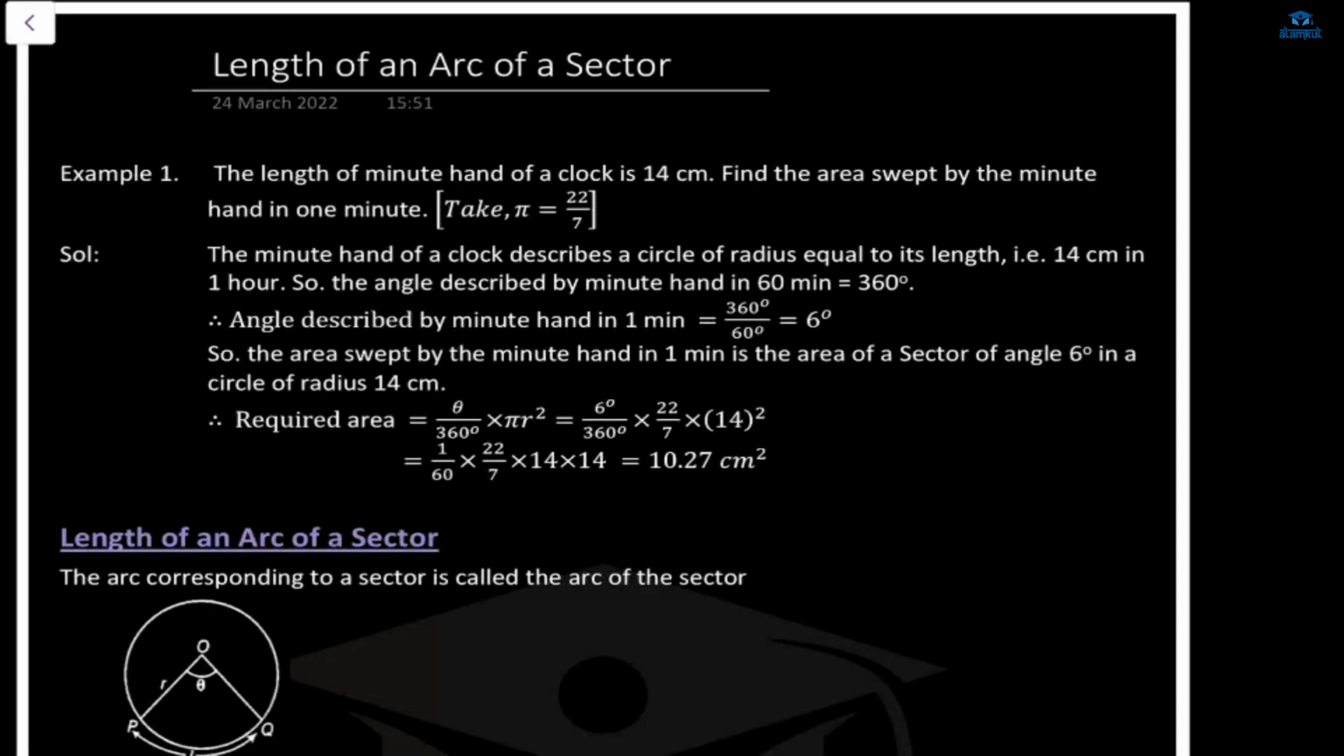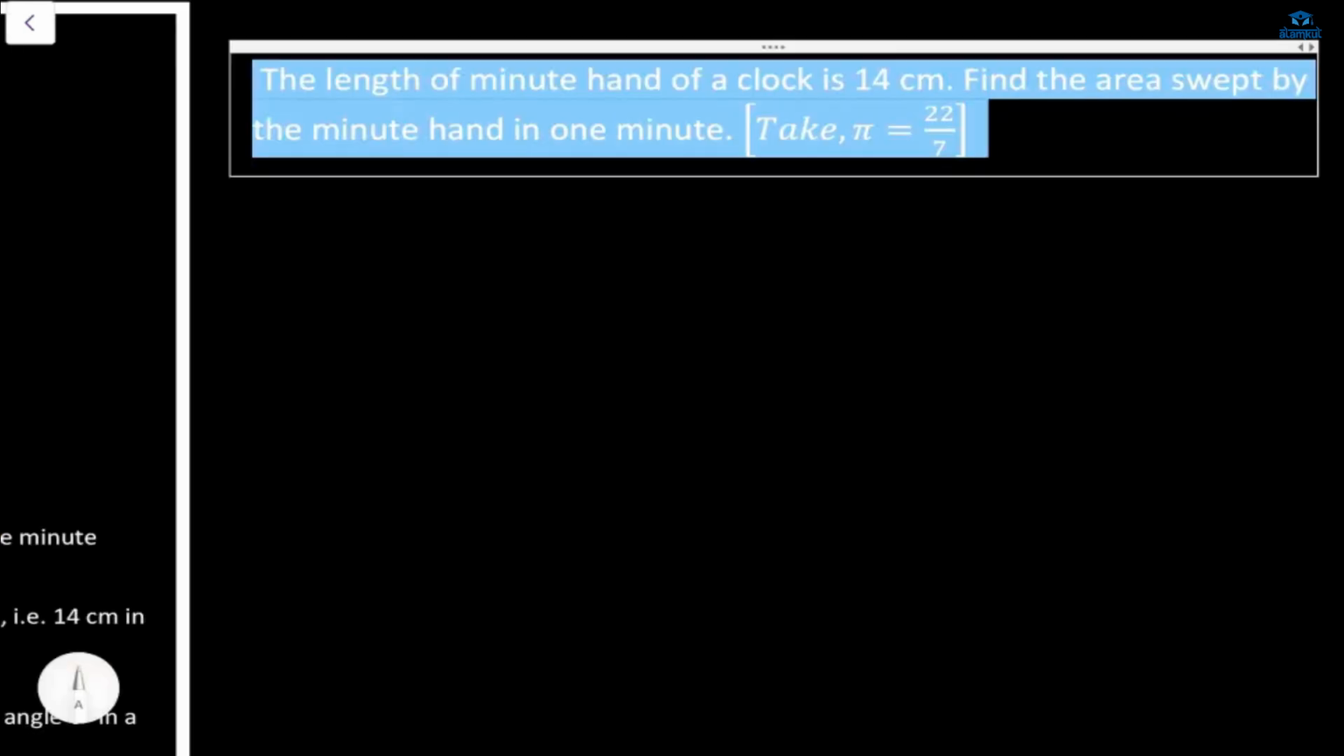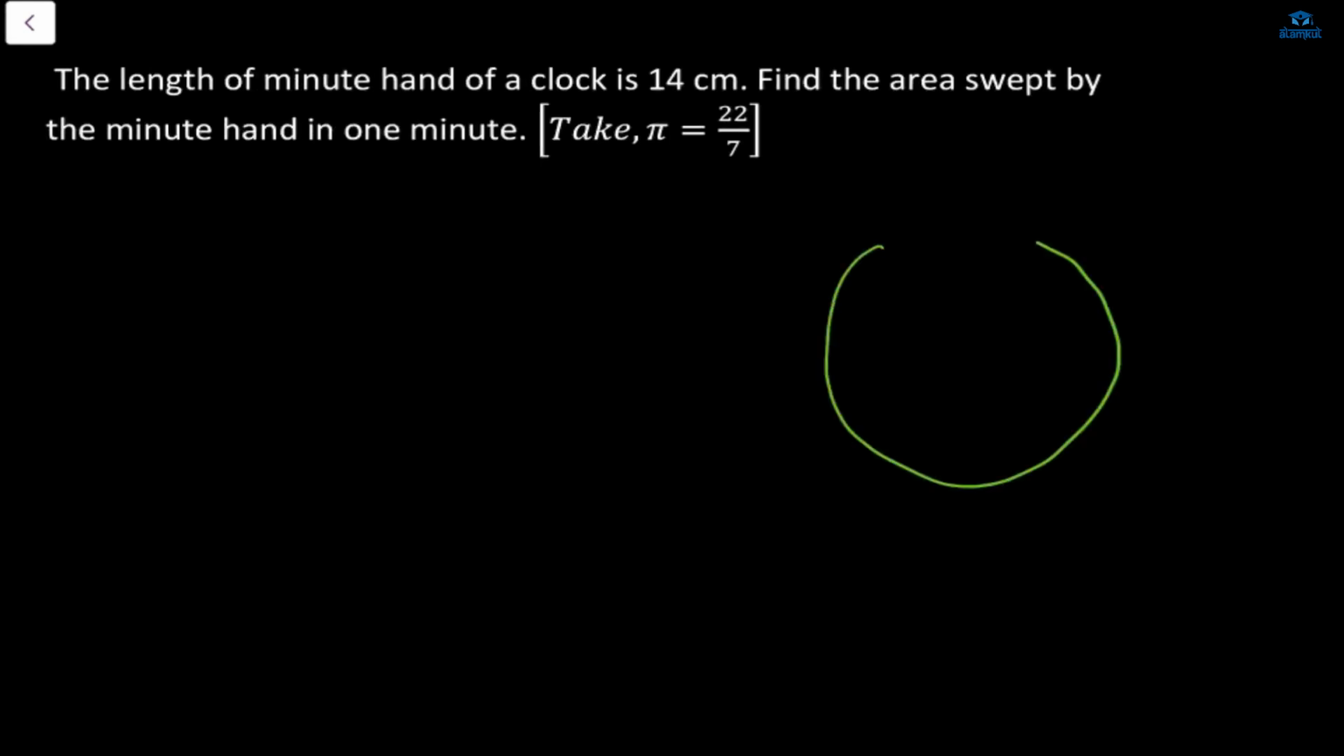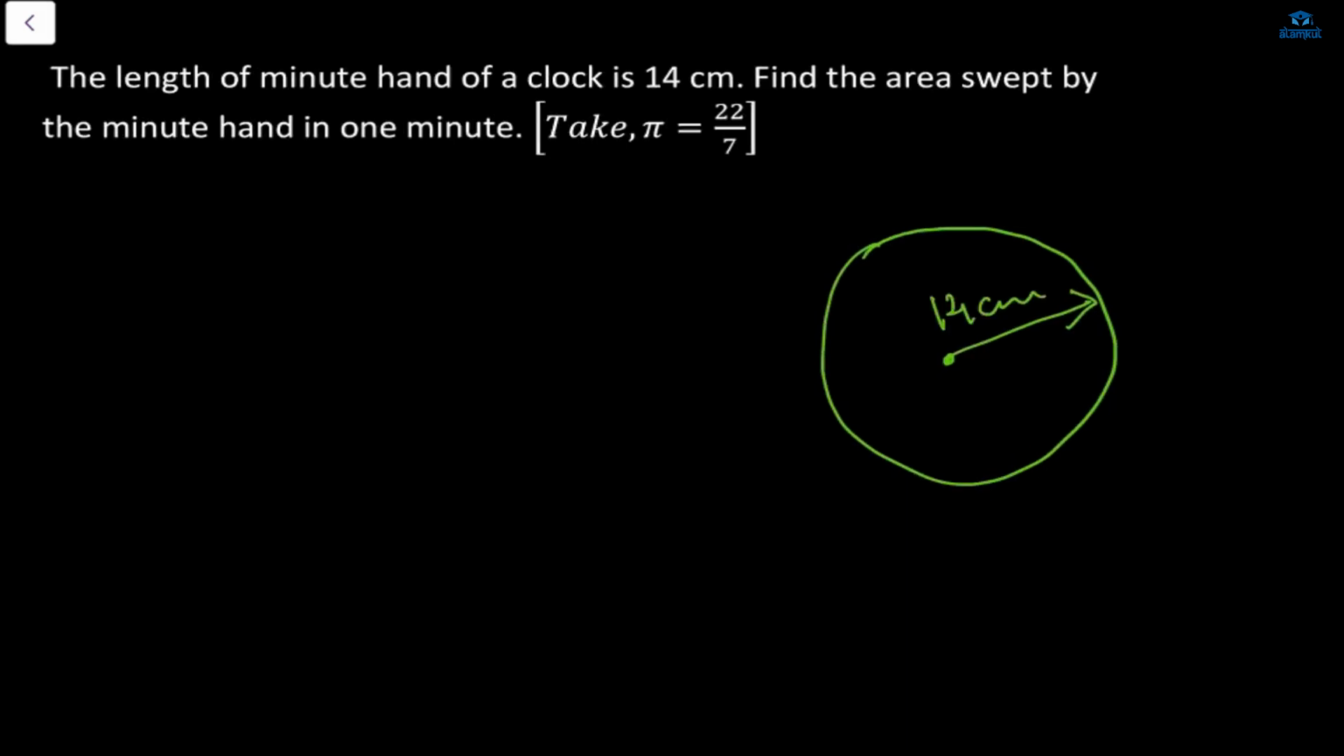Circumference means the arc, how much arc is covered. What is the question here? The length of the minute hand of a clock is 14 centimeter. This is your clock, this is your minute hand. The minute hand is bigger. It is 14 centimeter. Find the area swept by the minute hand in 1 minute. Now, in 1 minute, how much area will the minute hand cover? When the minute hand is moving, making the complete revolution, so in 1 revolution.